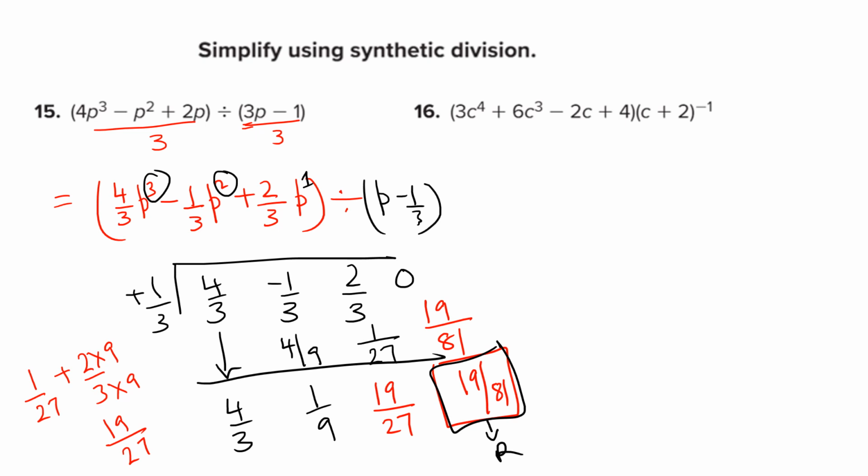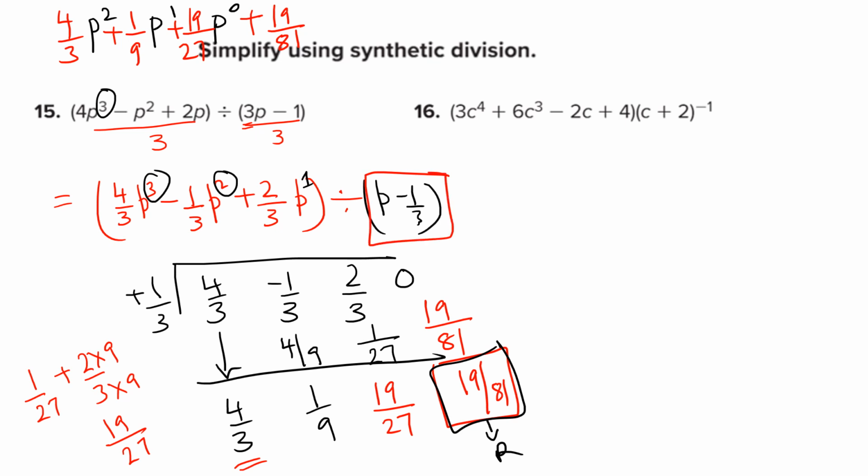Let's write final answer. So to write final answer, look at the degree. This is 3, so that means the final answer will have starting from degree 2. Variable is p, so p2, p1, p0, and then the remainder. So let's put the numbers. Number is fraction 4 over 3 p2 plus 1 over 9 p1 plus 19 over 27. Now p0 is same as 1 plus 19 over 81, and then don't forget to divide it with this. Always when the remainder is not 0, we do this one, division by p minus 1 by 3. You can simplify it a little bit more using calculator, and that will complete question 15.